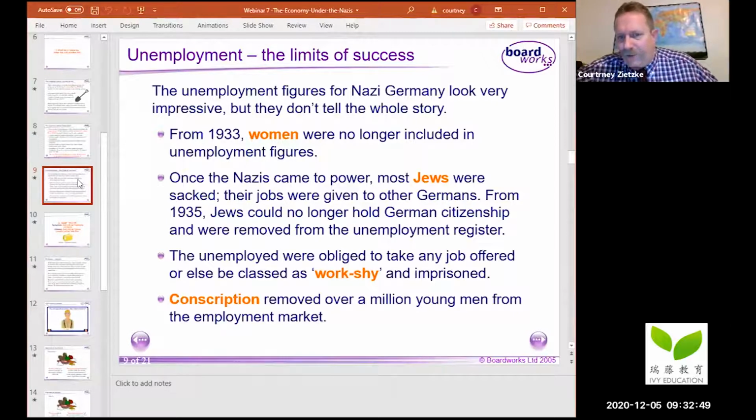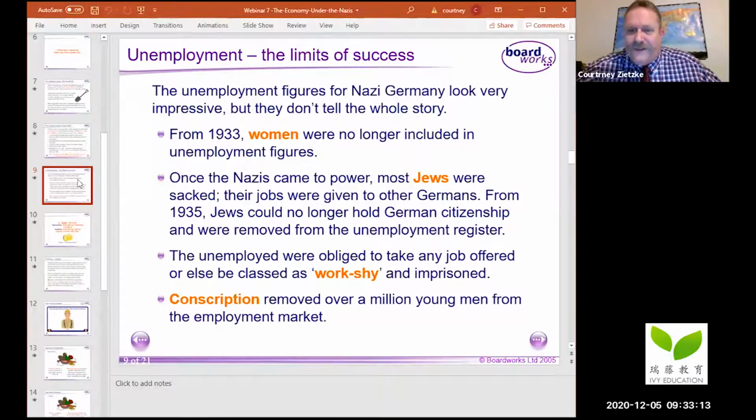Interesting. The unemployed were obligated to take a job they were offered or else be classified as work shy and were imprisoned. How would you like that, everybody? You were offered a job that you couldn't stand, that you simply couldn't do, and if you didn't take that job, you were imprisoned. Is that a place you want to live? I don't think so. So this is exactly what was happening.